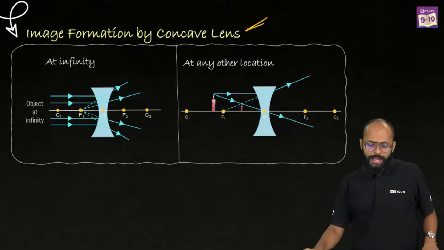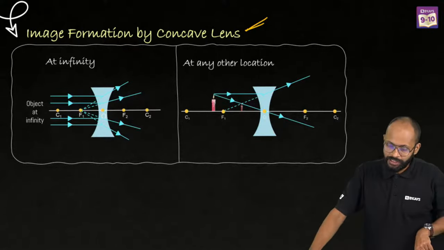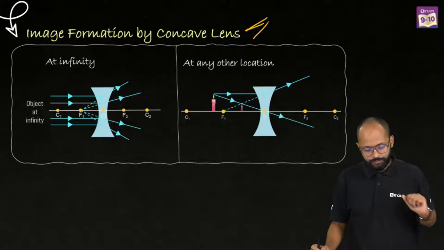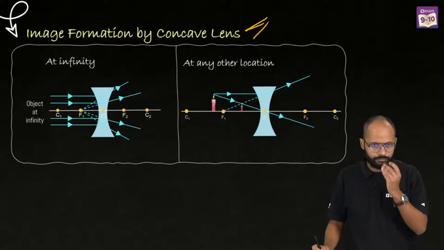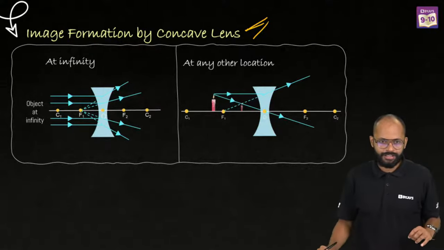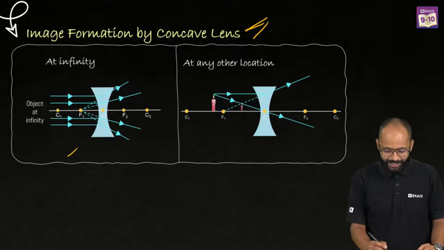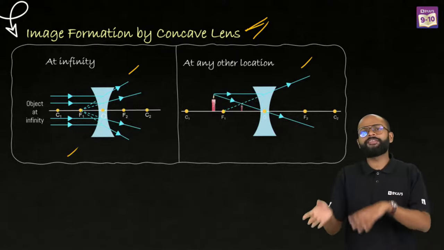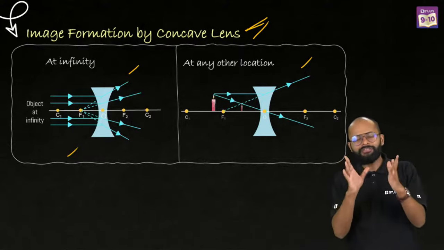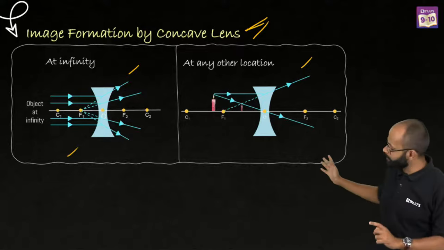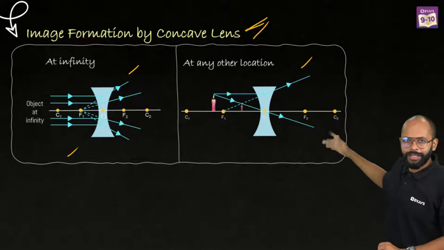Image formation by concave lens. Okay? So, focus. Clear? Yes, you're right, Disha. At infinity, at any other location. Like convex mirror, concave lens do not trouble us, because they have a very simple way of living. Hai na bhai? Sada jeevan, uch vichar, kuch nahi hai isme. Always give you virtual, erect and diminished image.